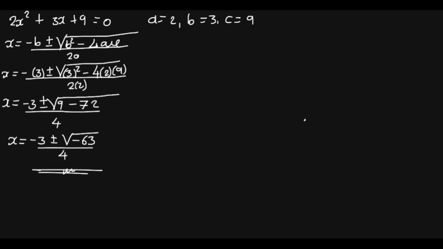We can't find the square root of negative 63 unless maybe your syllabus allows you to use the principle of the imaginary number, but in most cases you just leave it there. You say this equation has no real roots. So this is how you can solve quadratic questions using the quadratic formula.